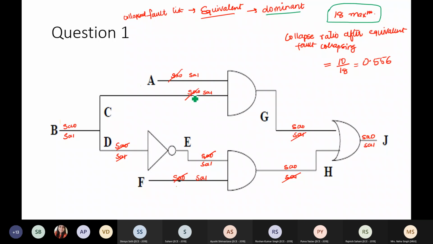If I count these faults, it would be 1, 2, 3, 4, 5, 6, 7, 8, 9 and 10. So of the maximum 18 faults possible, after equivalent fault collapsing I only consider 10. So the collapse ratio is 10 upon 18, which is 0.556. So almost 50% of the faults are eliminated.